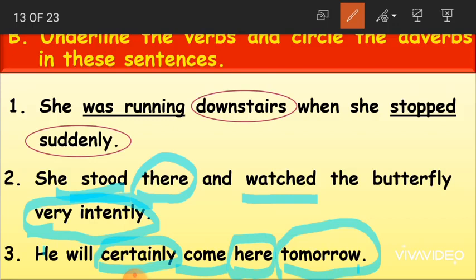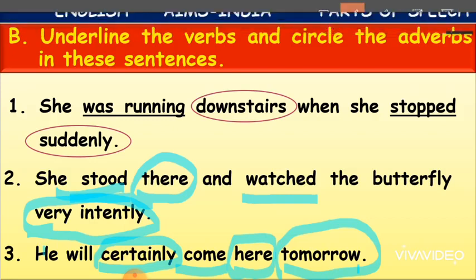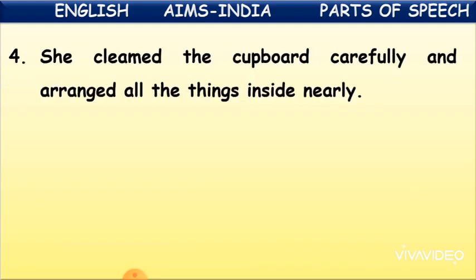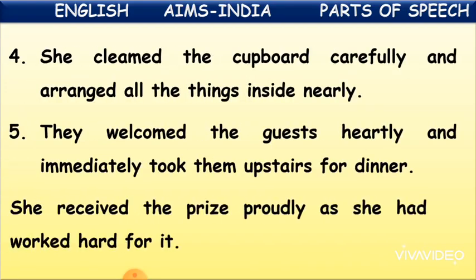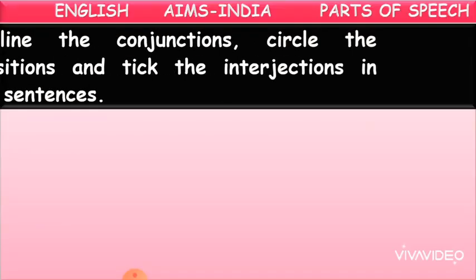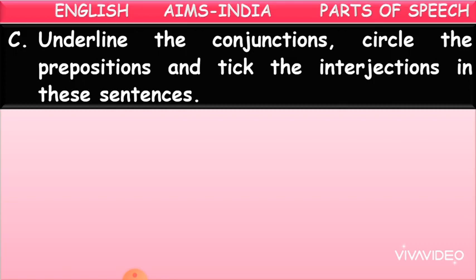Understood, children? Yes. We'll go to some other exercises. So I am just skipping this slide because I just wanted to play these in our revision sessions. Okay. Now we'll go to the other exercises. Underline the conjunctions, circle the prepositions and tick the interjections in these sentences.